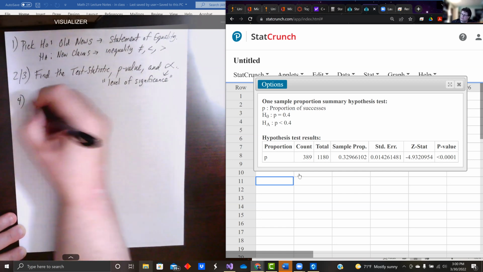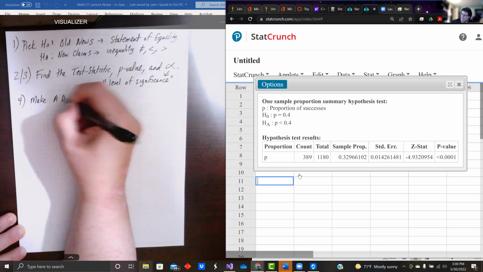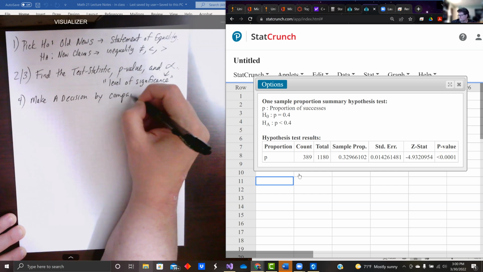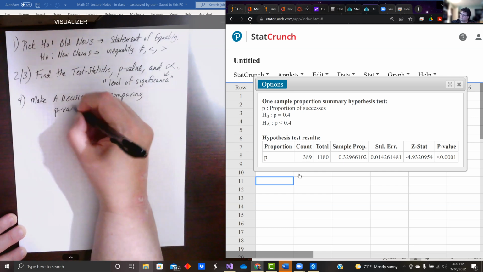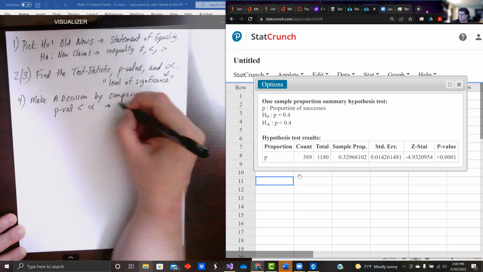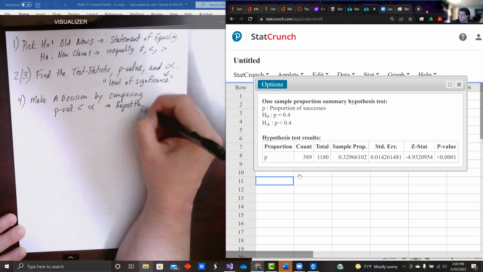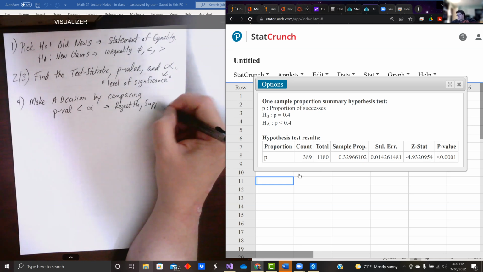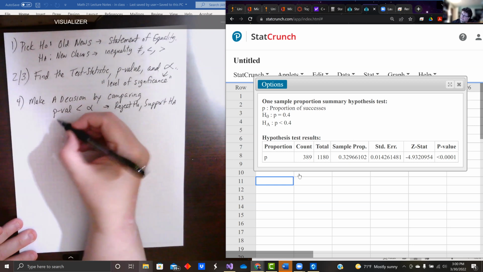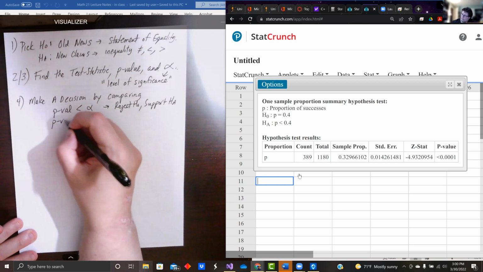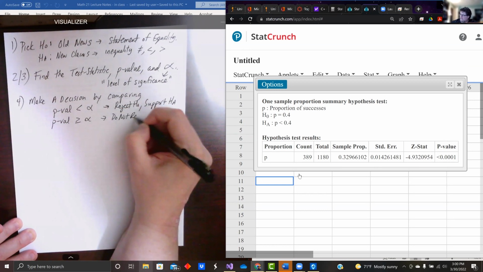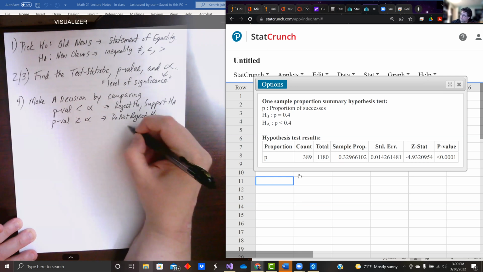Step 4 was make a decision by comparing the p-value and alpha. If the p-value is less than alpha, we reject H0, support HA. The p-value is too low, reject the hope. And if it's the other way around, if the p-value is larger, we do not reject H0. And we do not support HA.